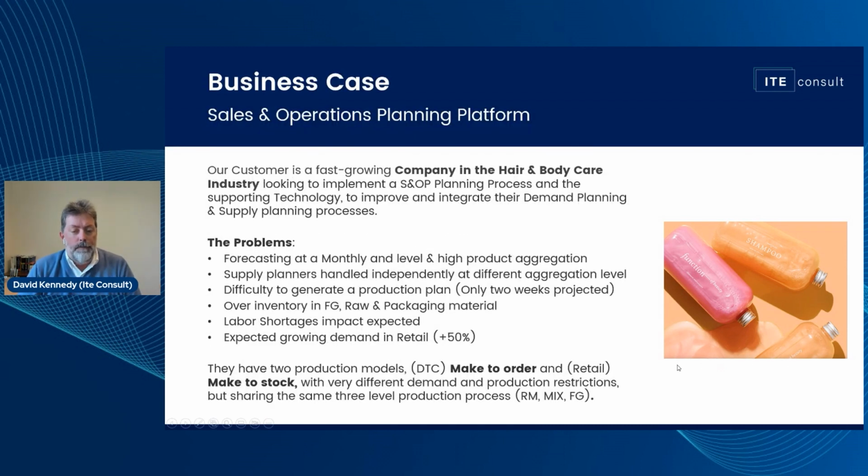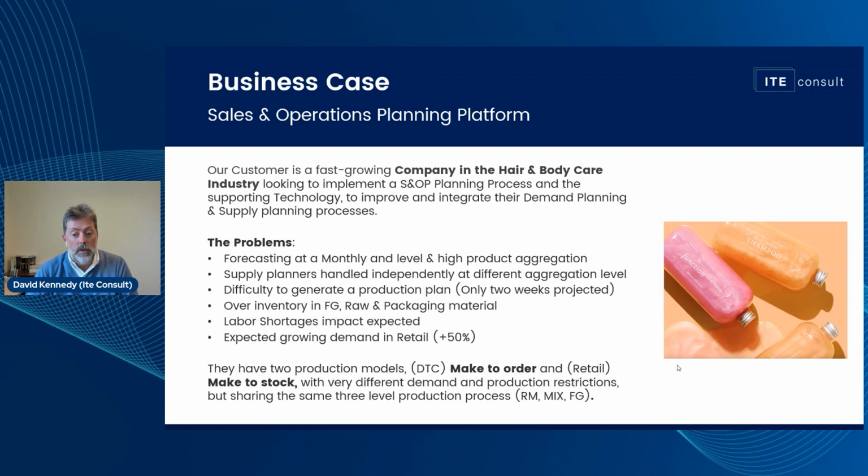So, the problems. Functional Beauty is a fast-growing company in the hair and body care industry, and they were looking for us to implement the sales and operation planning process and a supporting technology to improve the way they were running the demand plan and supply plan. They were doing everything in silo planning ways, mostly Excel and very different aggregation levels. This made it very difficult for them to come up with a production plan.